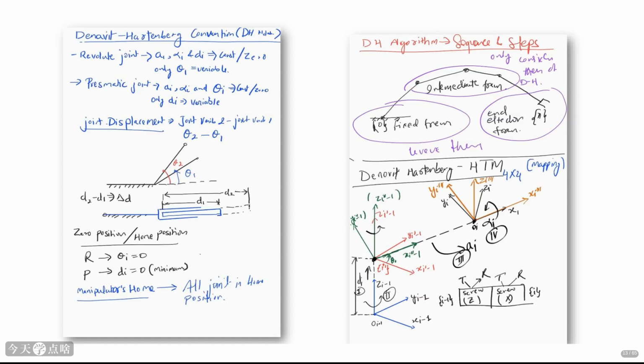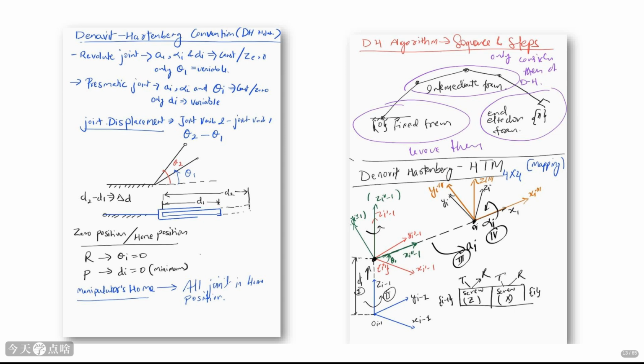Let's quickly revisit the DH parameters and their behavior for different joint types. For a revolute joint, the joint angle theta i is the variable. The parameters a i, alpha i, and d i are typically constants or fixed values. For a prismatic joint, the joint distance d i is the variable.